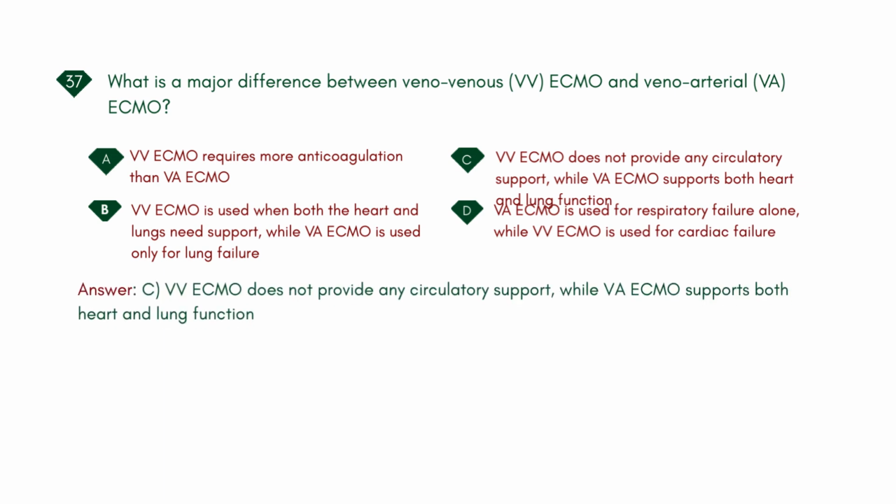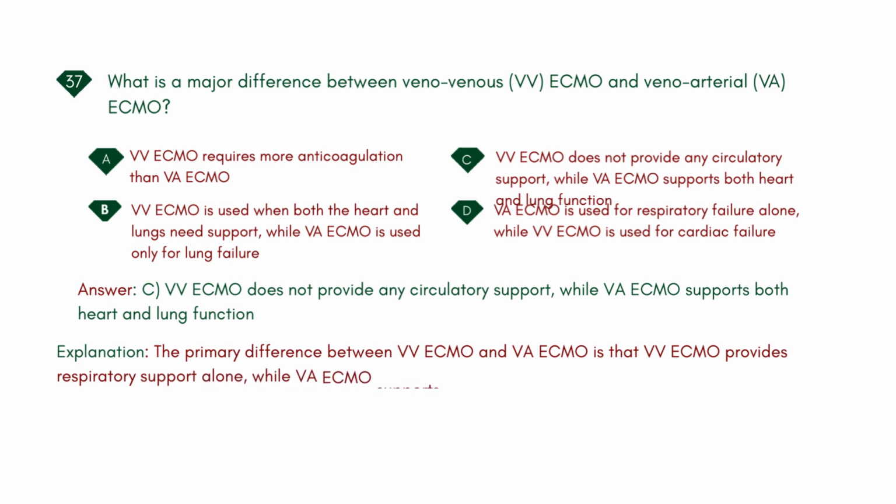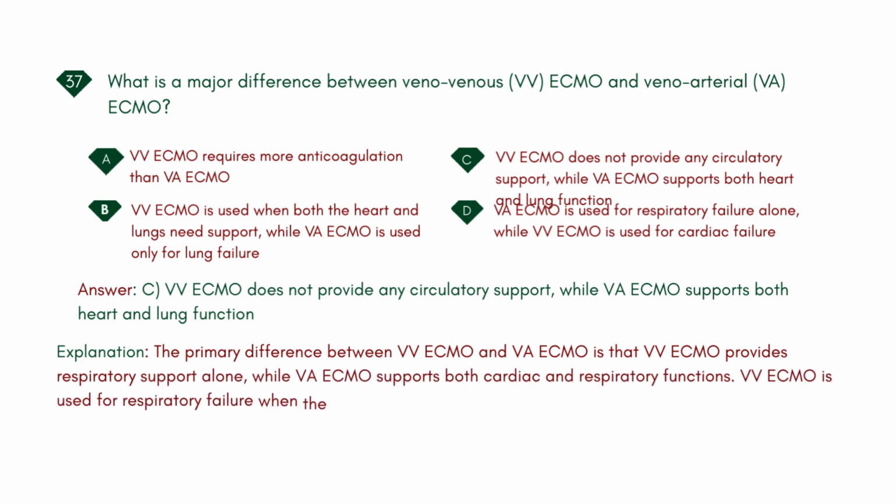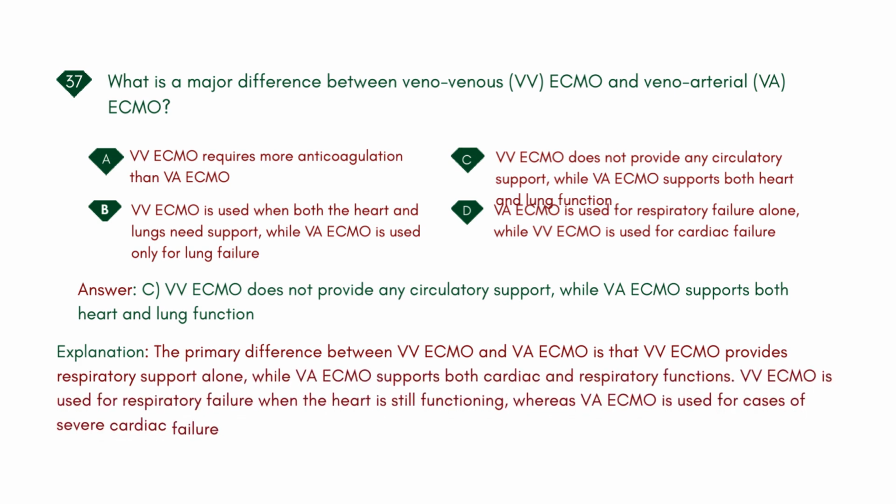VV-ECMO does not provide any circulatory support, while VA-ECMO supports both heart and lung function. Explanation: the primary difference between VV-ECMO and VA-ECMO is that VV-ECMO provides respiratory support alone, while VA-ECMO supports both cardiac and respiratory functions. VV-ECMO is used for respiratory failure when the heart is still functioning, whereas VA-ECMO is used for cases of severe cardiac failure, e.g., cardiogenic shock, that also require lung support.